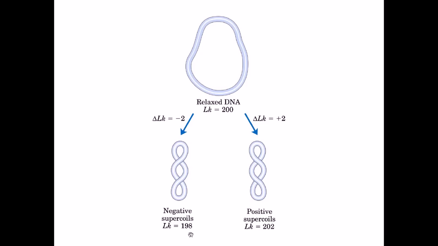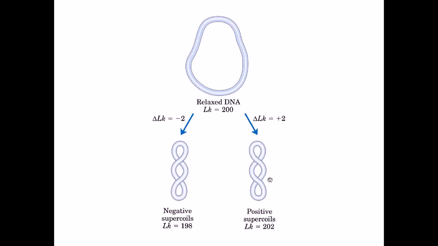On the other hand, if we additionally add two turns of those DNA strands at two different points, it will add 2 to the linking number. So the linking number is added plus 2. And this delta Lk means the change in the linking number. Plus 2 suggests that two new twists are added there. As a result, the total linking number, 200 plus 2, will be 202. And it will be called a positive supercoil. Right? So negative supercoil and positive supercoil are formed in this way.